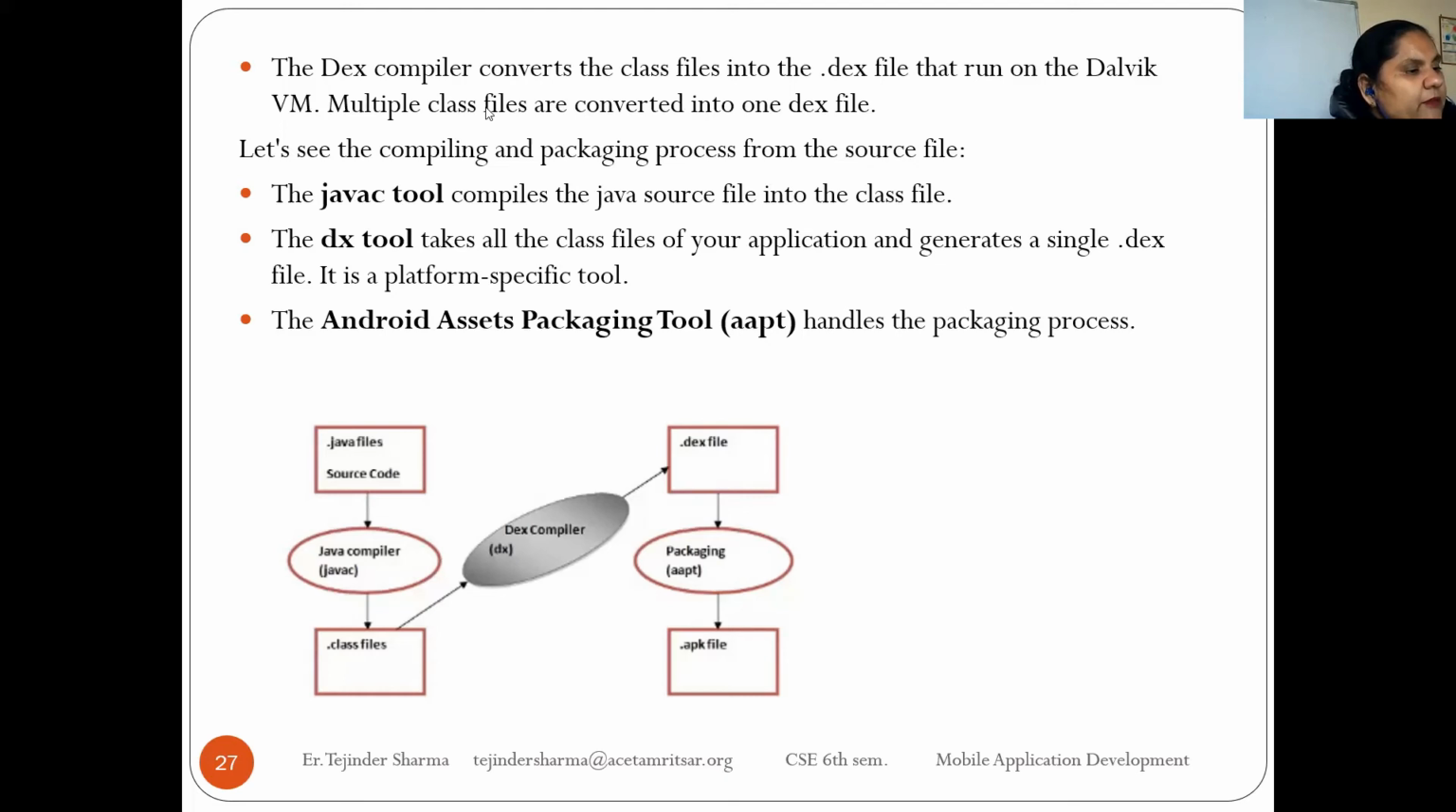The DEX compiler converts the class files into a single DEX file that runs on the Dalvik virtual machine. Multiple class files are converted to a single DEX file. Then let us see the compiling process. JavaC tools compile the Java source code file into the class files, and DX tools take all the class files of your application and generate the single DEX file. So this is platform specific. And Android Asset Packaging tool handles the packaging process and converts it into the single APK file.